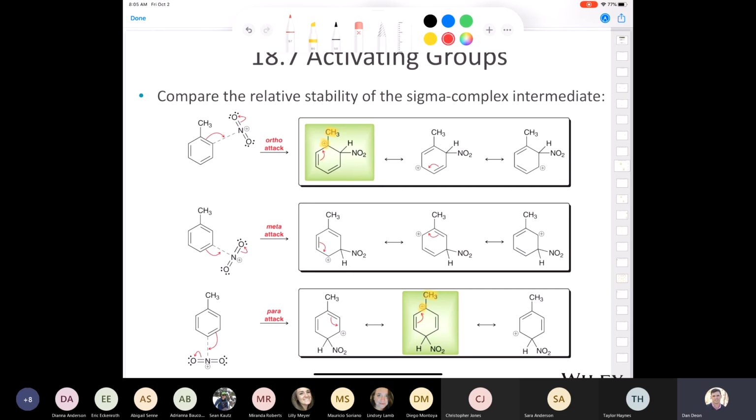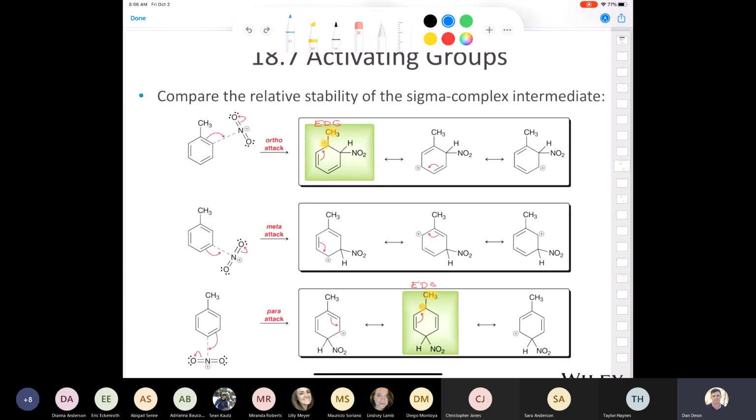So we're going to say that the methyl group is an EDG. It's an electron donating group, right? And so what's that going to do? That's going to partially stabilize that positive charge, okay, by the electron donation from that methyl group. So that means that these two sigma complexes that are highlighted in green are going to be more stable, or lower in energy, and therefore the energy of activation for the formation of the ortho product and the para product is going to be lower than that of the meta product.